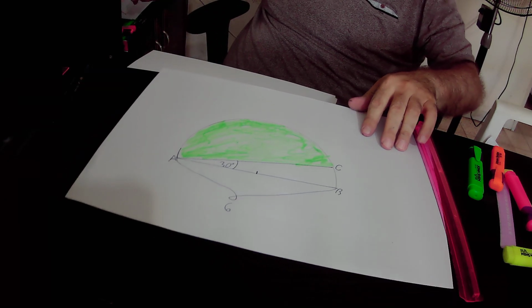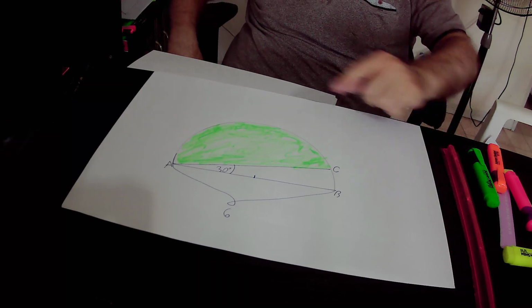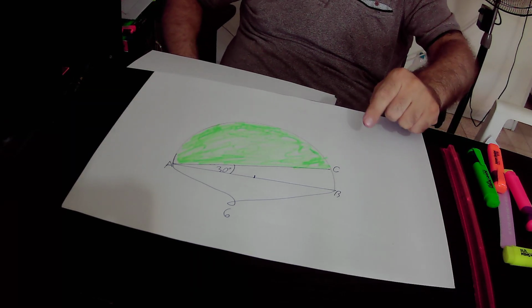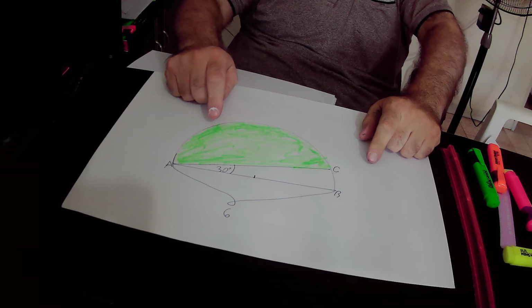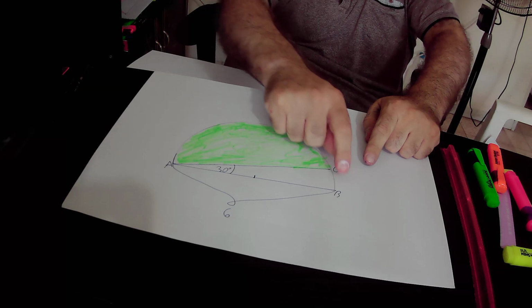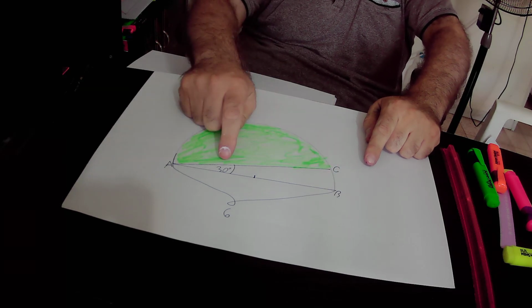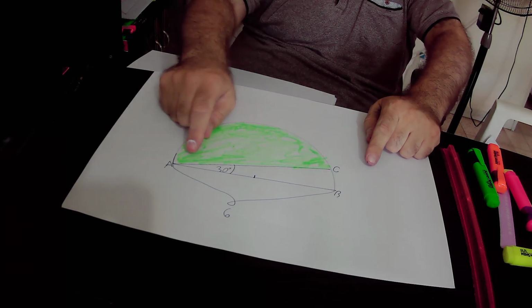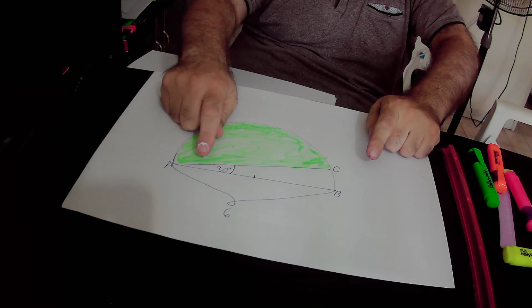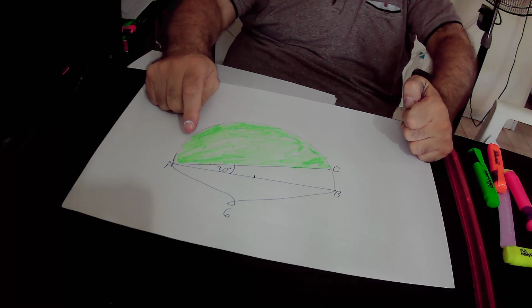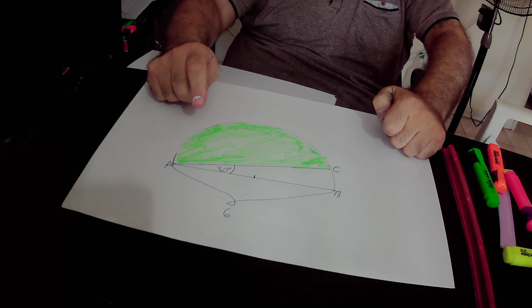So in the drawing, we have a semicircle. Inside this semicircle, we have the green shape. We know that angle BAC equals 30 degrees, AB equals 6 units, AB is actually the diameter of the semicircle, and is equal to 6 units. Our mission is to find out the area of this green shape.